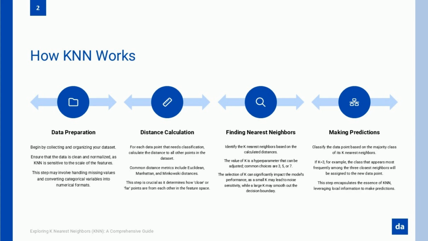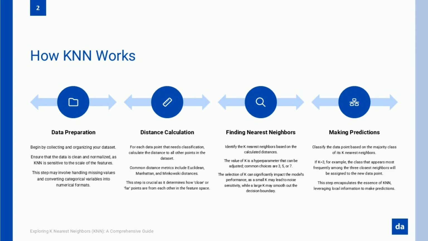Too small a K? The model becomes sensitive to noise. One bad data point can throw off the whole prediction. Too big a K? The model oversimplifies and smooths everything out, potentially missing important details. It's all about balance. And if you're wondering, how do we find the best K? Don't worry, we're getting to that.